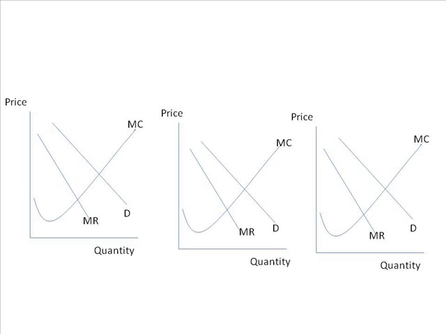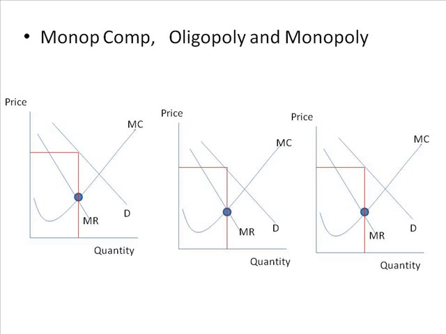The only other thing you might want to do is draw the lines that look like this. So here I've marked price and quantity. Now I've placed the ATC curves, average total cost curves, last. Now the difference is the amount of profit.